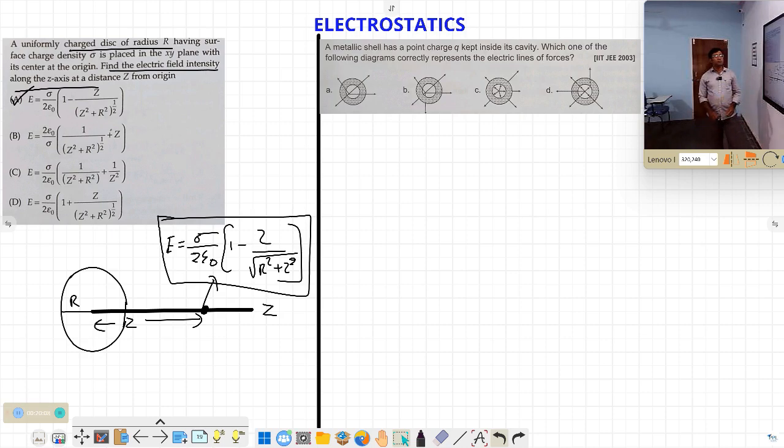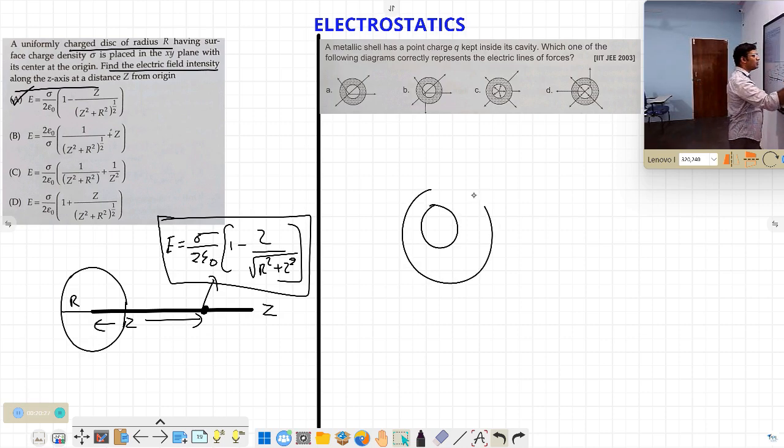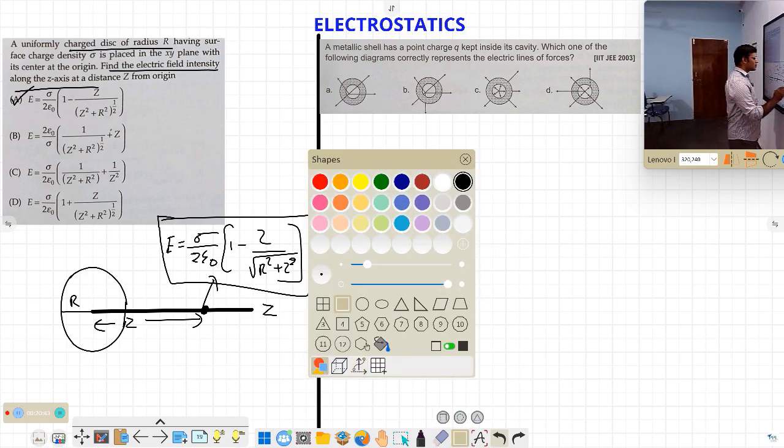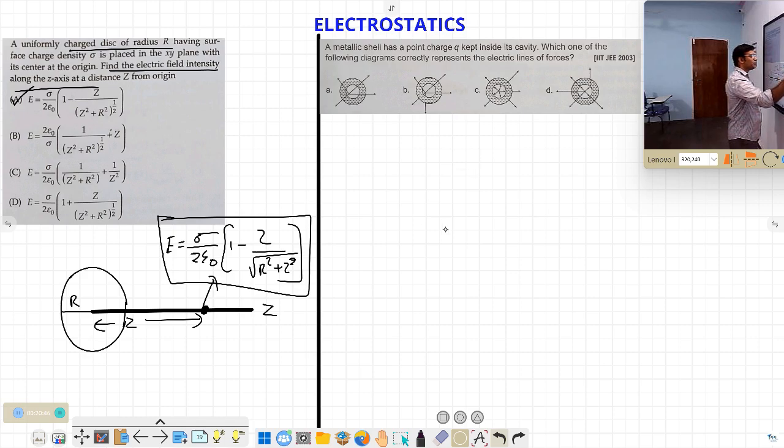This is also a conceptual question asked in the previous IITG 2003 question paper. The question is: a metallic shell has a point charge Q. You can see the metallic shells given in the options, and otherwise we can redraw this one. This is the way we can take the metallic sphere. In this case it has a cavity, meaning inside there are no charges at all. Which one of the following correctly represents the electric lines of force? Which diagram gives exactly the electric lines of force?